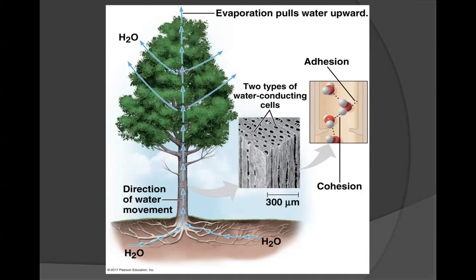So as evaporative cooling is occurring at the top of the plant, water is going to be drawn up and attracted to the sides of these vessels. Remember that water is also very cohesive, so as these water molecules are being drawn up the plant, they are also going to pull adjacent water molecules with them. So all of these properties of water make it very important to support life on Earth.